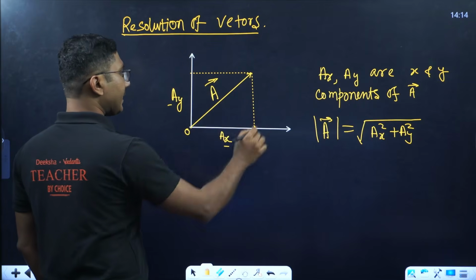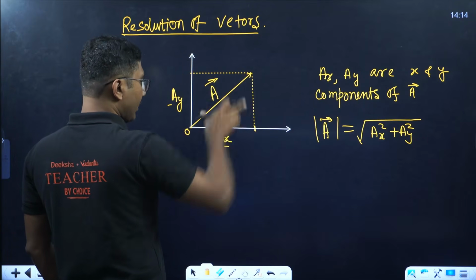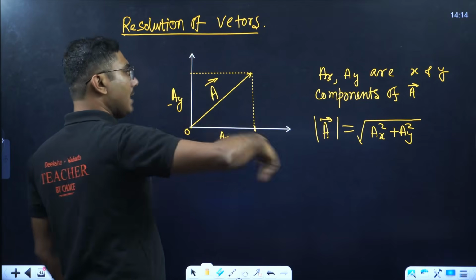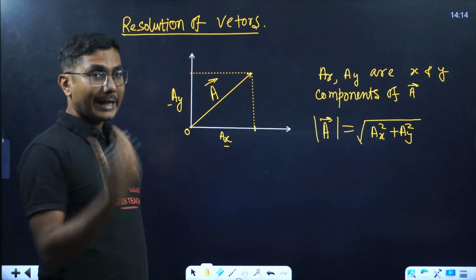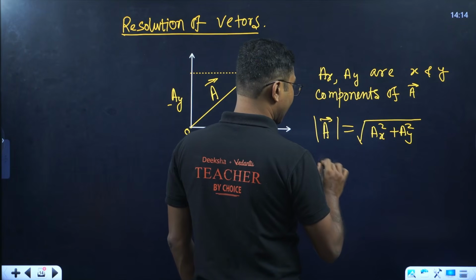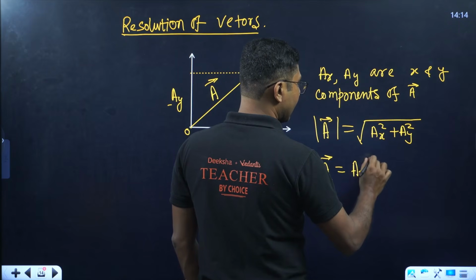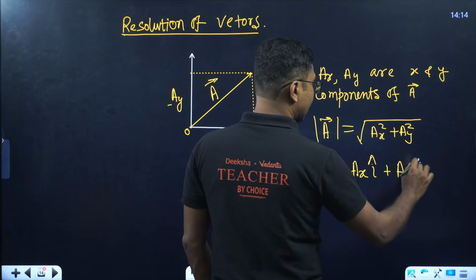This is the right angle triangle, this is ax, this is ay. So ax square plus ay square is equal to a square. So a equals the square root of ax square plus ay square. So this is the magnitude wise. Now direction wise, the entire vector A can be written as ax i cap plus ay j cap.